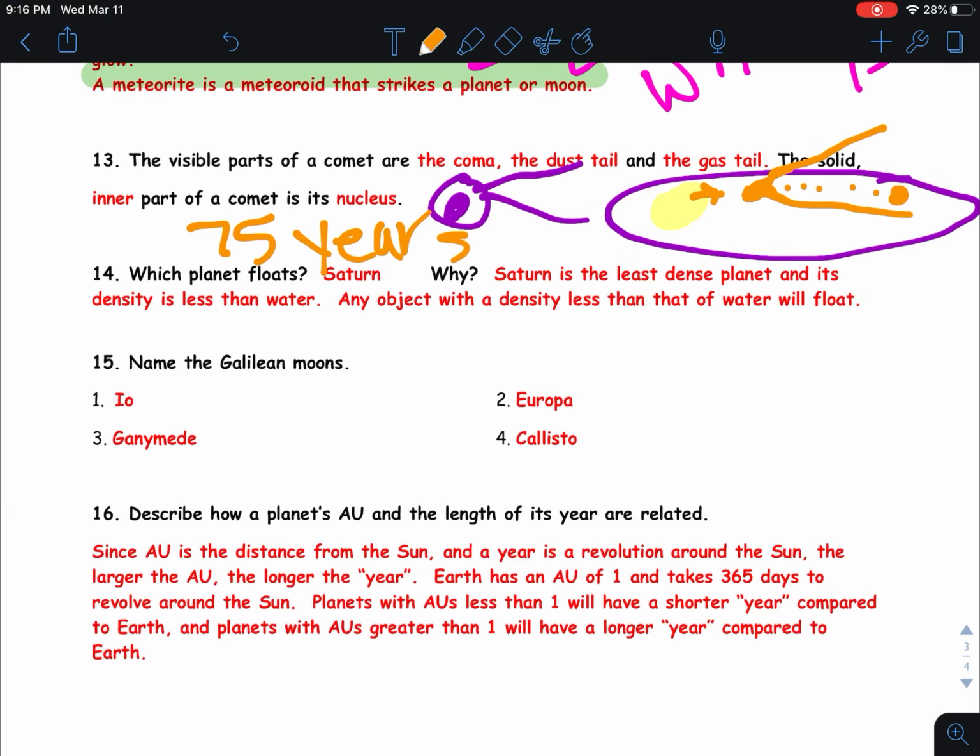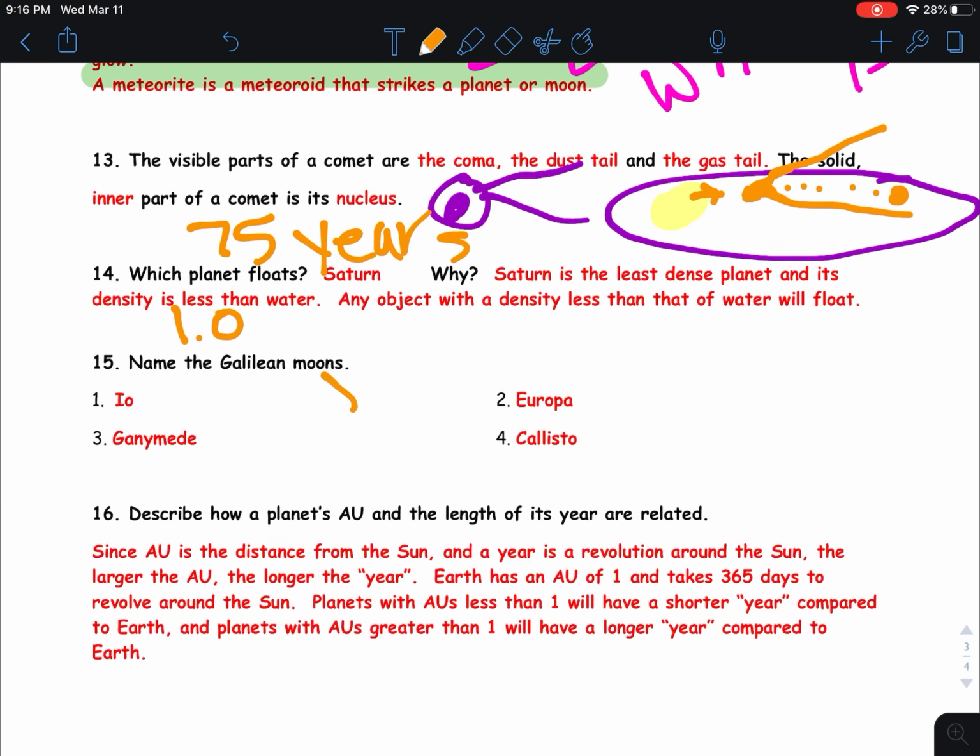Okay, which planet floats? Saturn does. Saturn is the least dense planet, and its density is less than water. The density of water is 1.0. So if we are able to calculate the density of an object, and if it's less than 1, then that object is going to float. And Saturn is considered to have a density that is less than 1, so it would indeed be able to float.